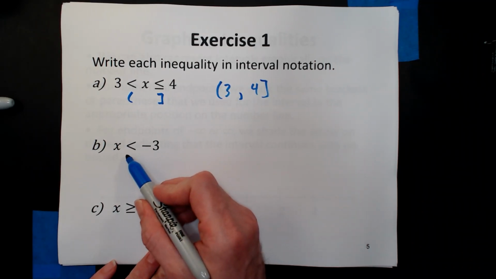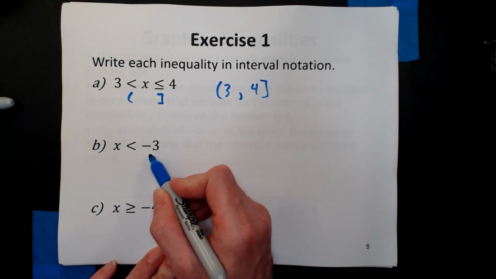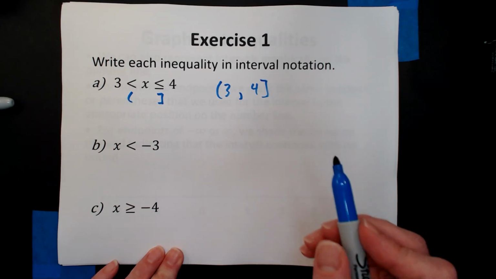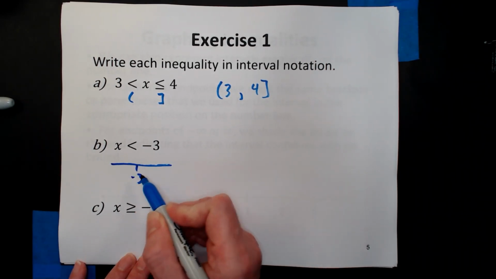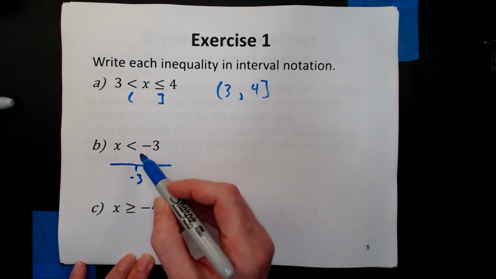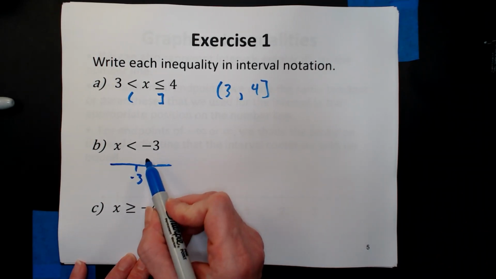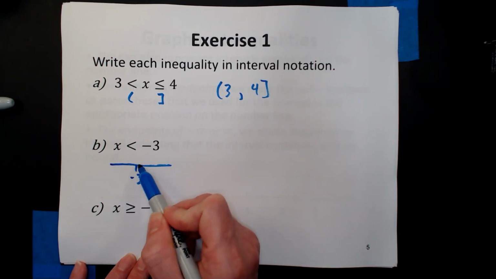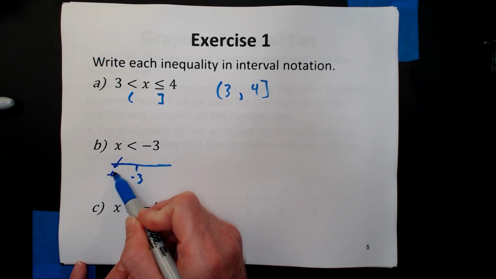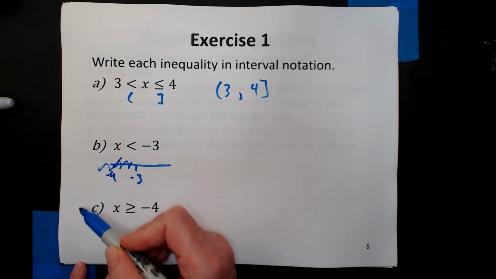Here we have x is less than negative 3. To be sure, sometimes I tell students to write a number line, put negative 3 on it, and make sure you can reason it out. So negative 3 is the important point here. We want numbers less than negative 3. So which side of the number line are we on? We're on this side, like negative 4. So in other words, I want to shade everything to the left.